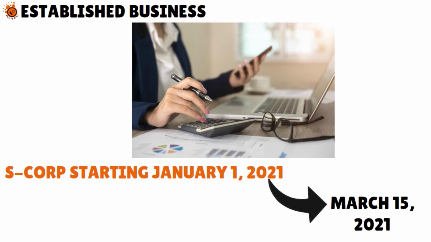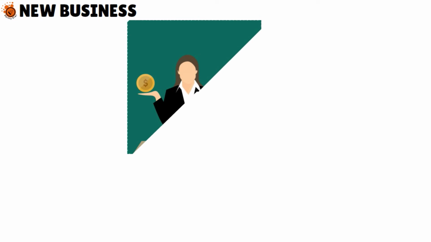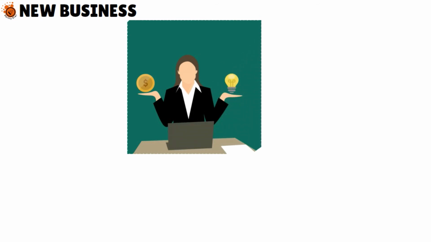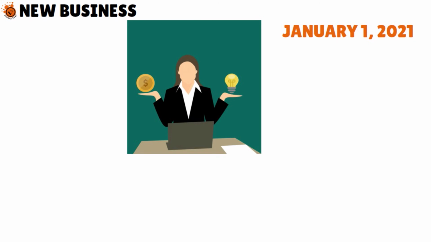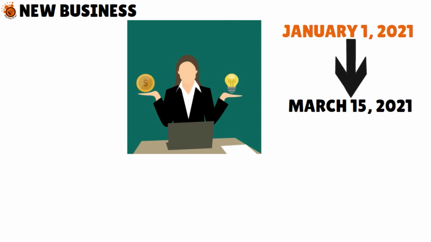You can also file the form anytime during 2020. The same applies for 2022. If you want to get that status on January 1st, 2022, then you have until March 15, 2022 to file the form. What about a new business? If you have a new business, then you won't have any previous tax filings. Let's say you have a new business whose tax year starts January 1st, 2021. Your IRS Form 2553 would be due by March 15, 2021, but you can't file before January 1st.